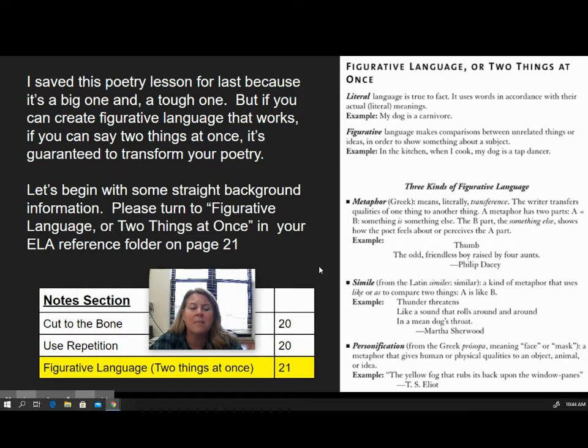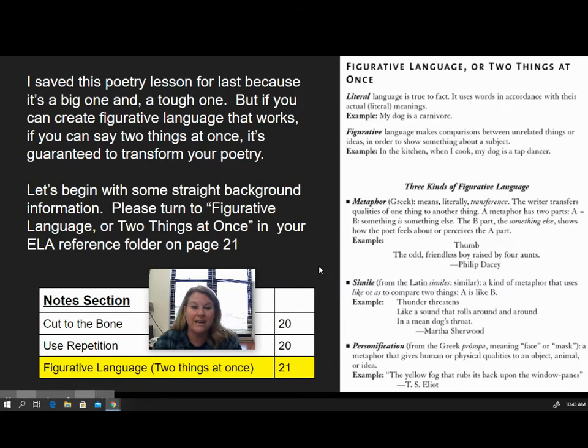Figurative language makes comparisons between unrelated things or ideas in order to show something about a subject. For example, in the kitchen, when I cook, my dog is a tap dancer. Now, if this were literal language, it would mean that the dog is strapping on some tap dancing shoes and putting on a performance in the kitchen while this owner cooks dinner. That's not really what's going on, so the meaning is figurative.